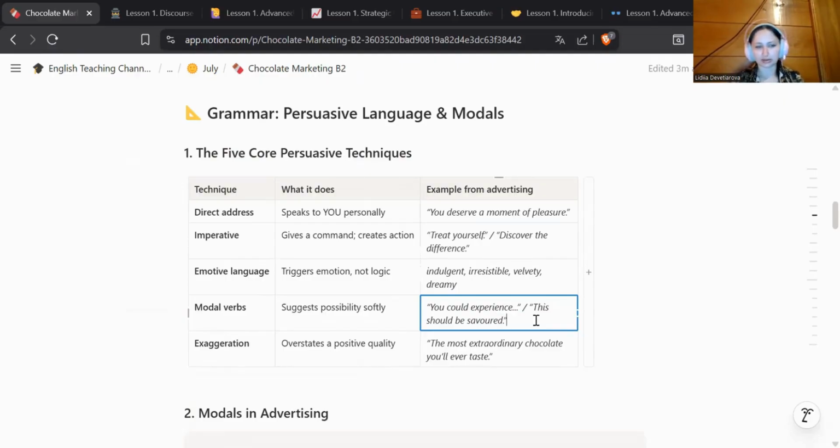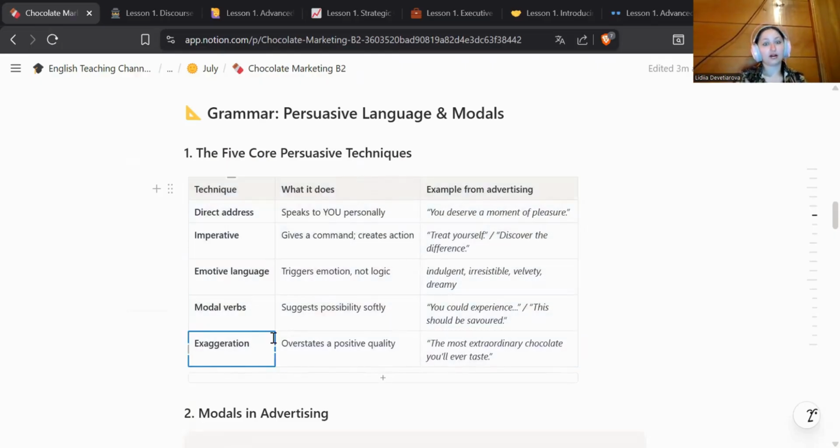They could tell that. Why not? And what about exaggeration, which is also a common technique to persuade someone to do something? That's when we overstate a positive quality. Like there is something positive, but we overstate it. Yeah. So, the most extraordinary chocolate you'll ever taste. Are you sure about that? But okay.